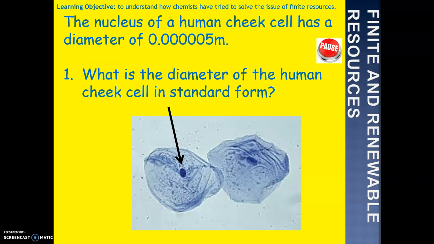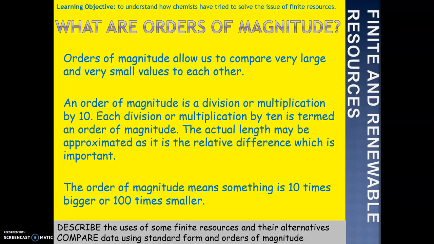And then one more, last one. What is the diameter of a human cheek cell in its standard form? This time we've been given the decimal. What is it in its standard form now? Okay, so hopefully its standard form is 5 times 10 to the power of minus 6. Remember, if it's 0 point something, it's in the minuses. So it's 5 times 10 to the power of minus 6. Okay, so that overviews standard form quickly there, guys.